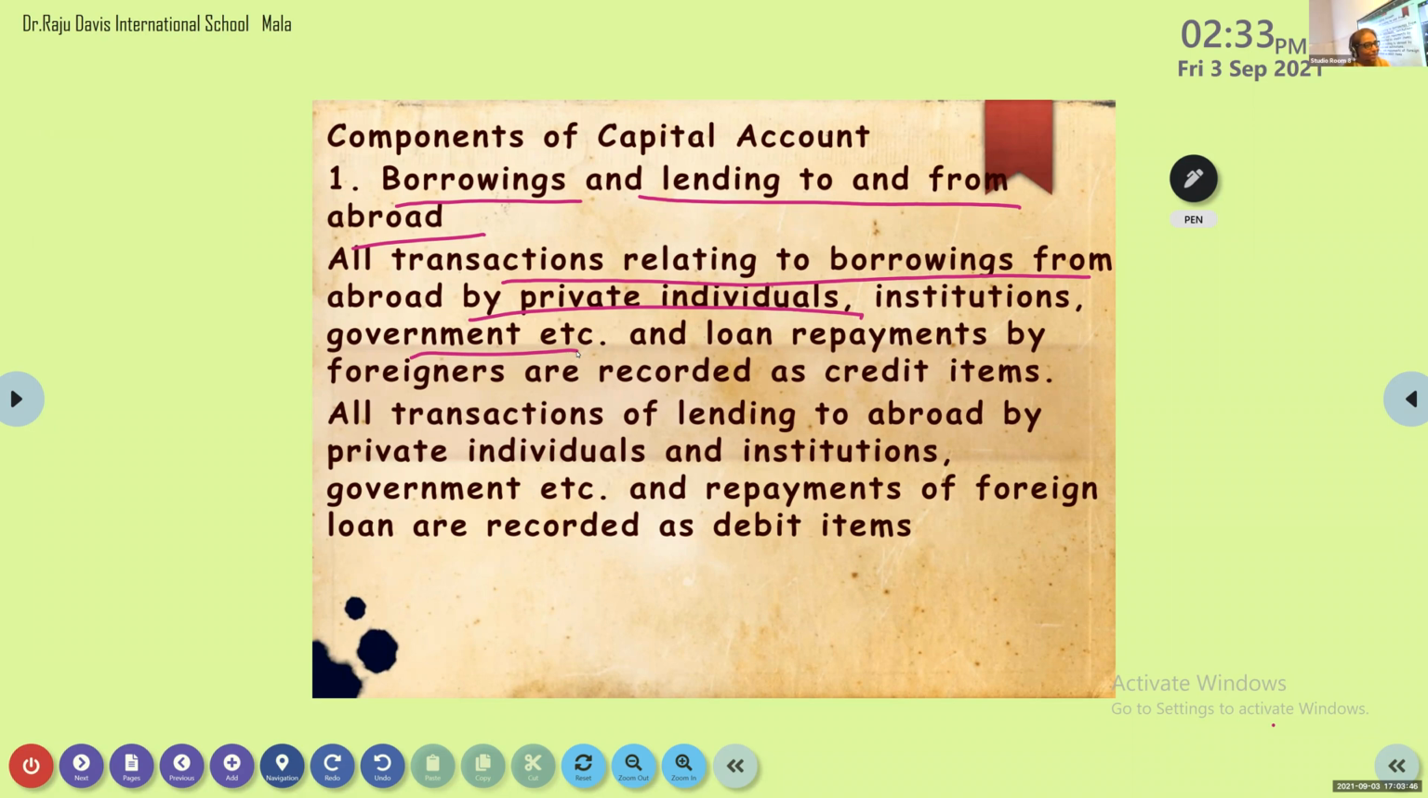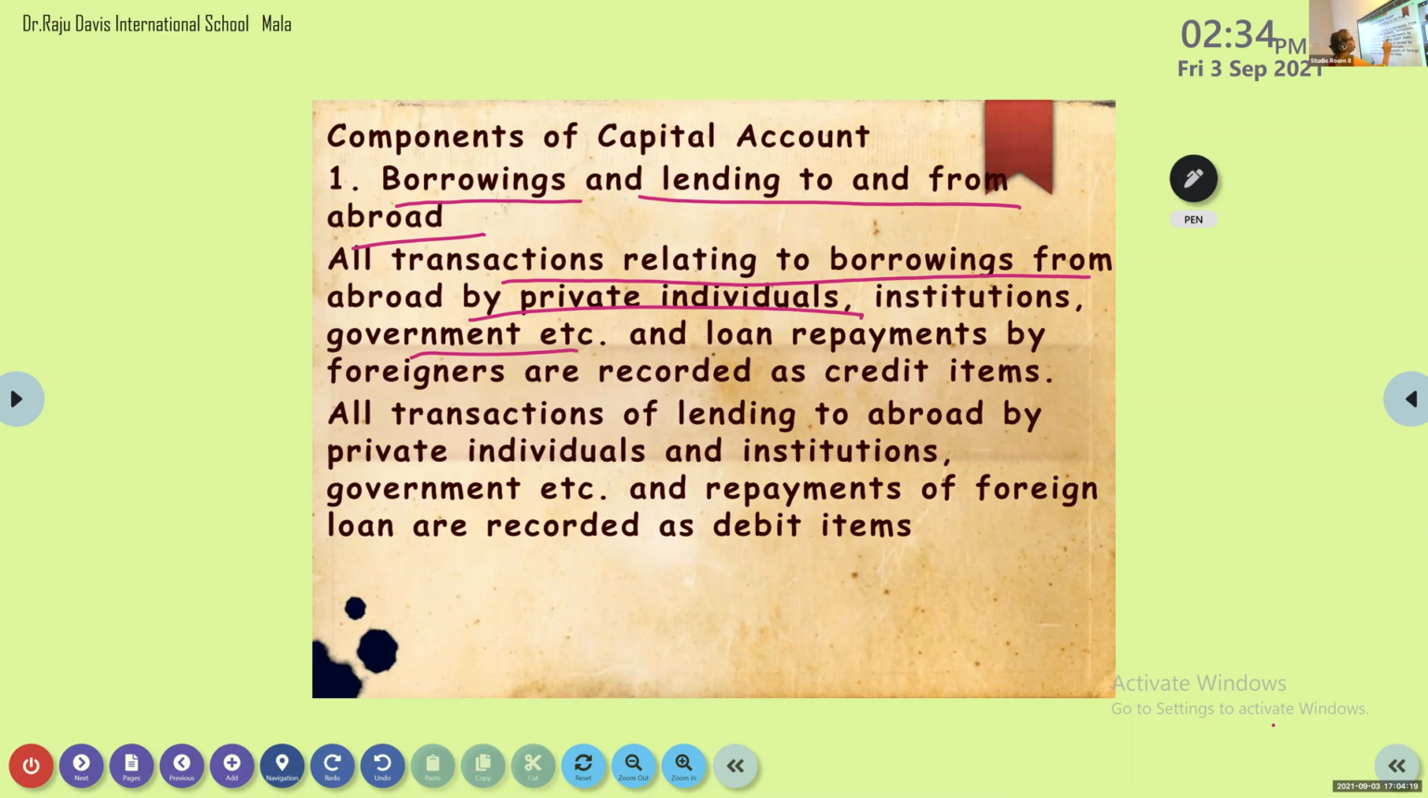Just understand that any inflow coming to our country need not be an asset alone. It can be a liability also. Why is it a liability? Because I cannot keep that money with me; I have to repay it after some time. So that is a liability for me. So anything recorded on the credit side which is a liability should be repaid.